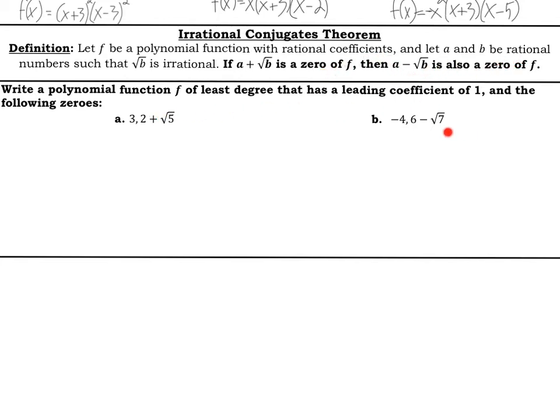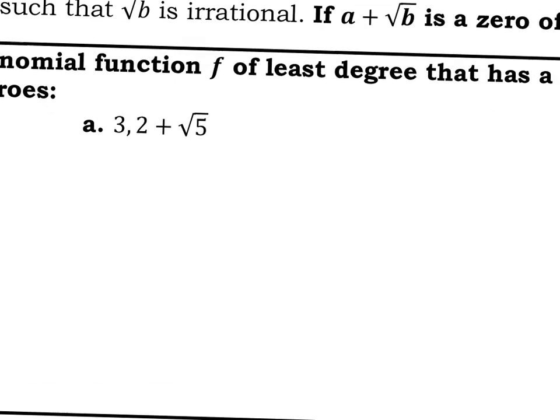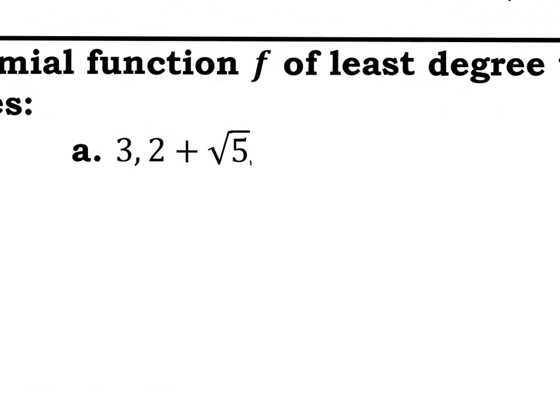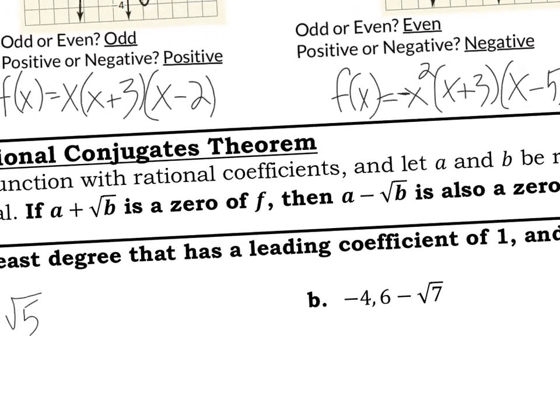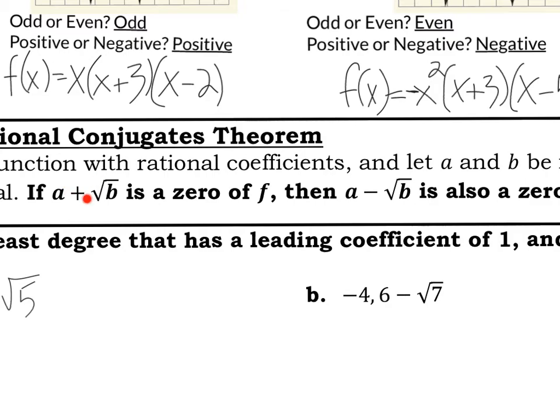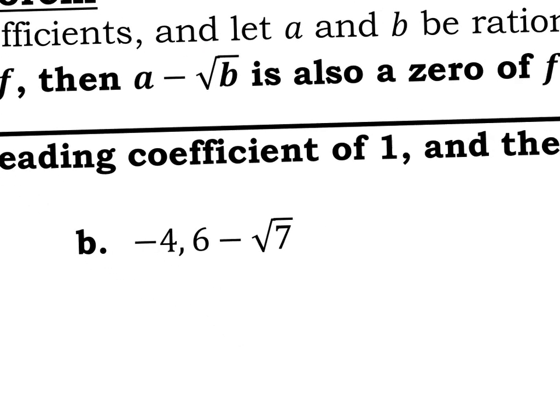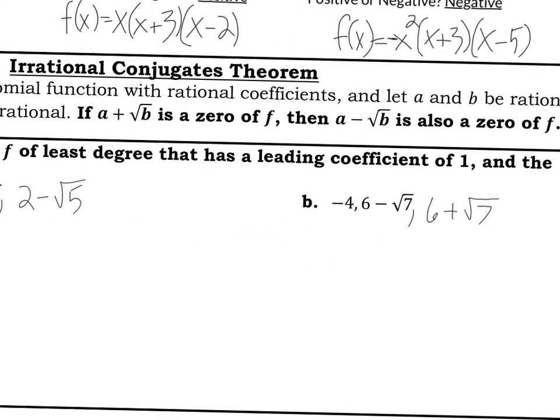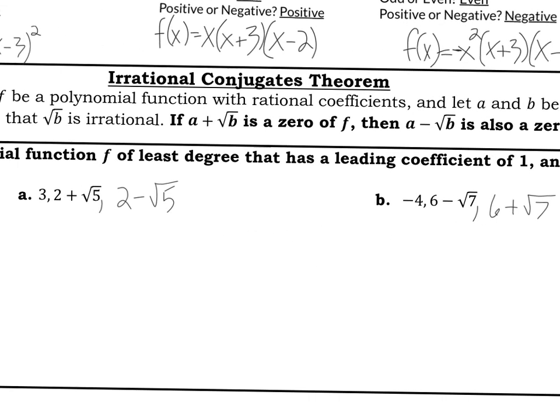So I have these two examples here with only 2 zeros listed, 3, 2 plus square root 5. What I'm going to do is add in a third 0, and it's going to say 2 minus the square root of 5, because that is what it is saying right here. See, if it says a plus square root of b, then a minus square root of b is also a zero. So this one says 6 minus square root of 7. I'm going to add in a third 0 that says 6 plus square root of 7. Okay? So that's just getting started.